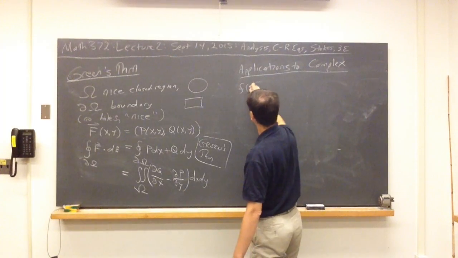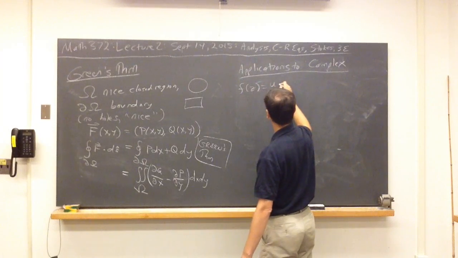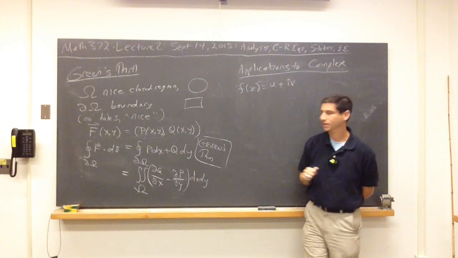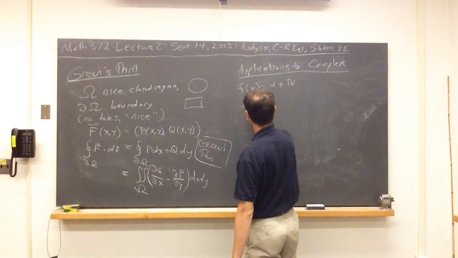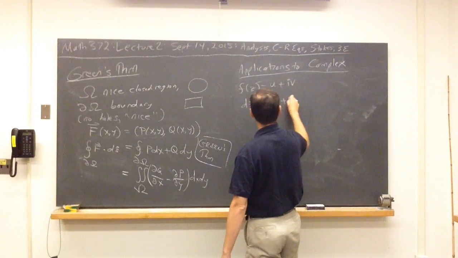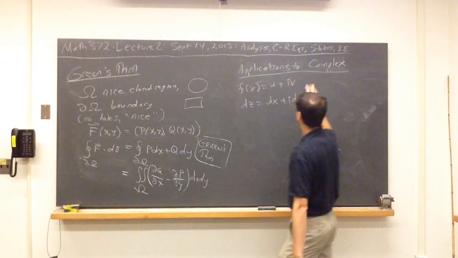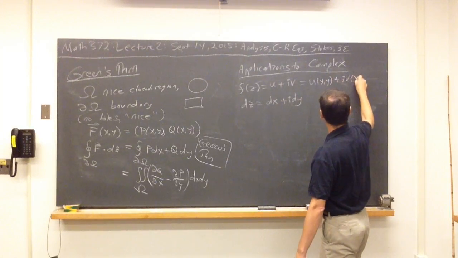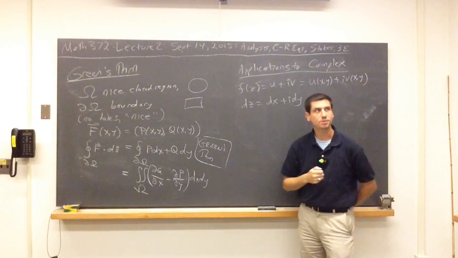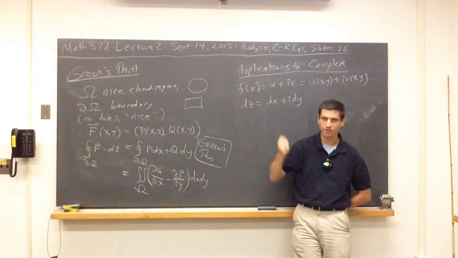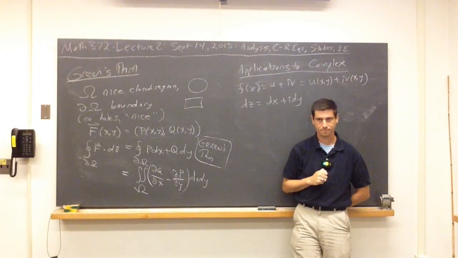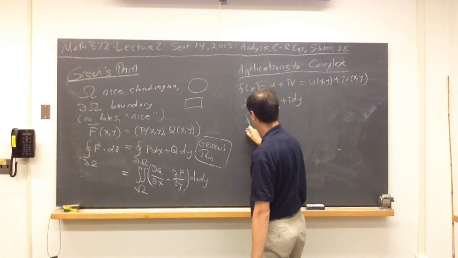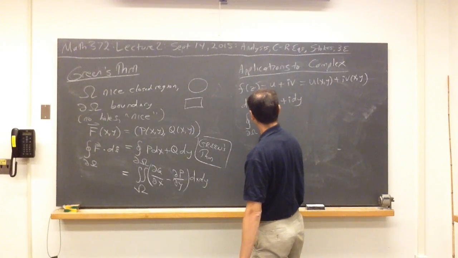So we have f(z) = u + iv, and dz will be dx + i dy. Again, this is really u(x,y) + i v(x,y), but we're going to just abbreviate things and not bother writing this out all the time. All right, so now let's integrate f dz over the boundary of some curve.